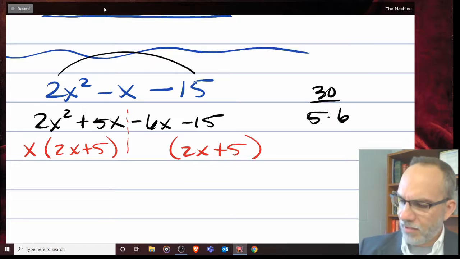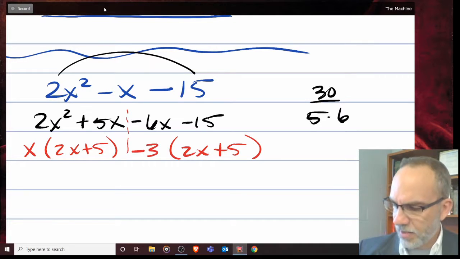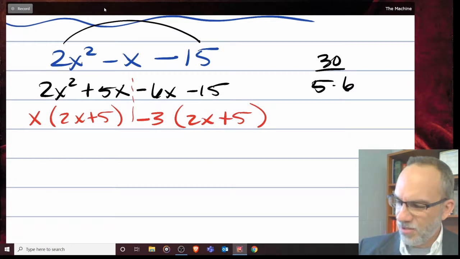What do I factor out of a negative 6 to give myself a positive 2? That would have to be a negative 3. And double check, is a negative 3 times a positive 2x negative 6x? It is. And is a negative 3 times a positive 5 negative 15? Yes, it is. There we go. This is almost too easy.